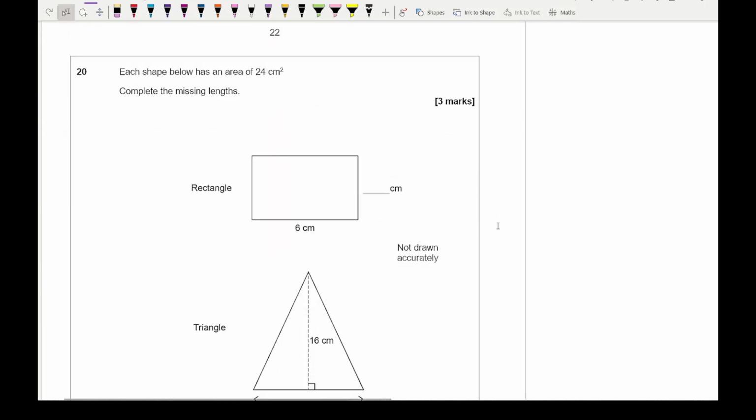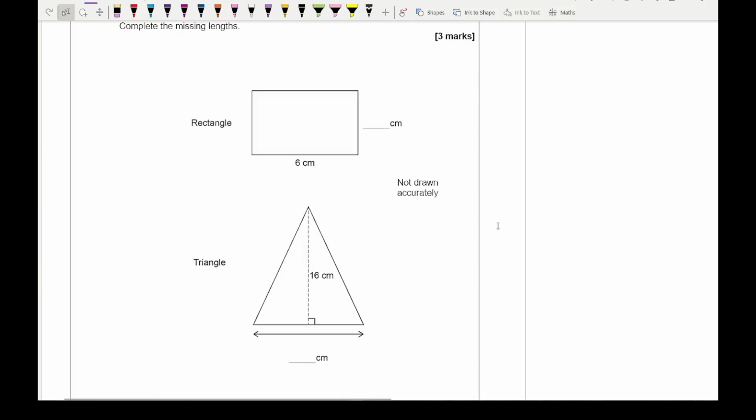Moving on to question 20, it says each shape below has the area of 24 square centimetres. Complete the missing lengths. So to work out the area of the rectangle, the area is equal to length times the width. So here I've got 6 times something equals 24, and so if I divide 24 by 6, I get an answer of 4.